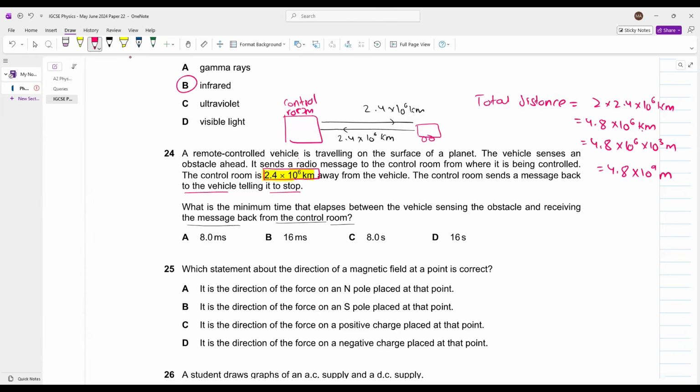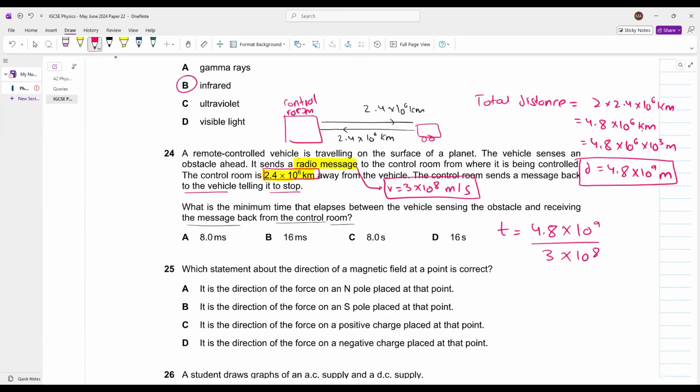Now I want you to look closely. हम क्या send कर रहे हैं? Radio message. Radio waves are electromagnetic waves. Electromagnetic waves की speed क्या होती है? 3 × 10^8 meters per second. You have the speed. You have the distance. Can you calculate the time? Yes, time is equal to what? Distance divided by speed. What does your answer come out to be?